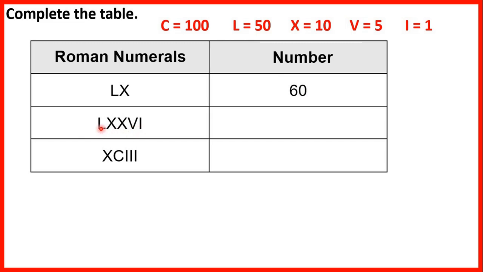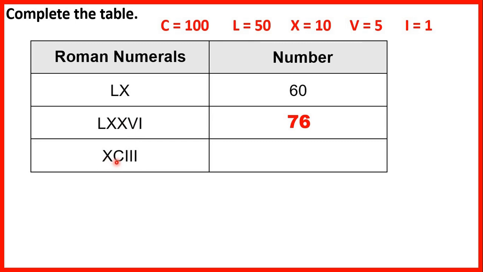So now we have LXXVI. L is 50 and X is 10. So if we have 50 and then 2 tens, we have 70. But then we have a V and an I. So we have 5 and then 1, which makes 6. So altogether we have 76. LXX is 70 and VI is 6.